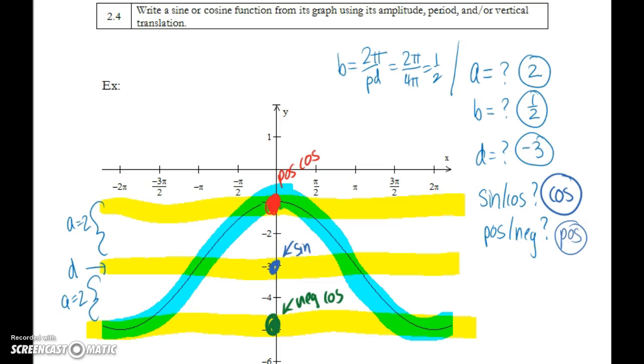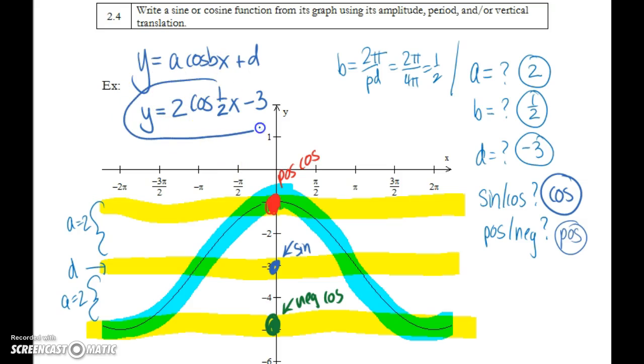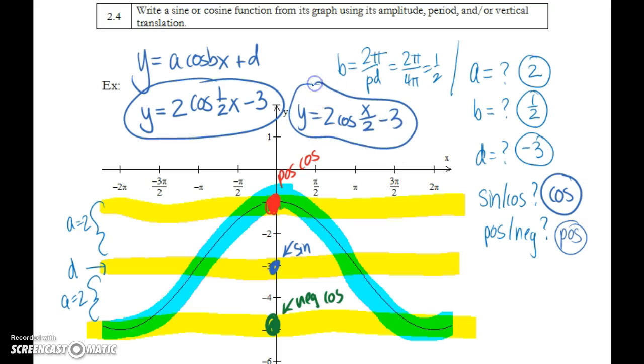All right, so now let's write our function. The general form is y equals a cosine bx plus d. So in this particular case, a is 2, cosine of b, which is 1/2 x, plus d, which is minus 3. And we said it's positive, so it's going to remain a positive 2. That's our function. Another way to write it is y equals 2 cosine, and instead of 1/2 x, we can write it as x over 2, minus 3. You'll often see it that way as well.